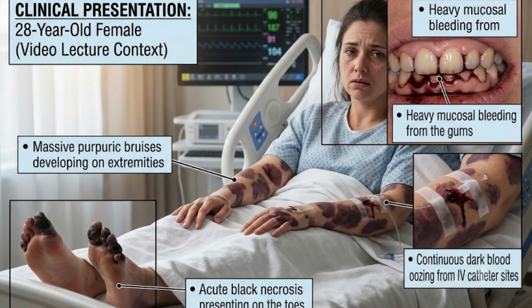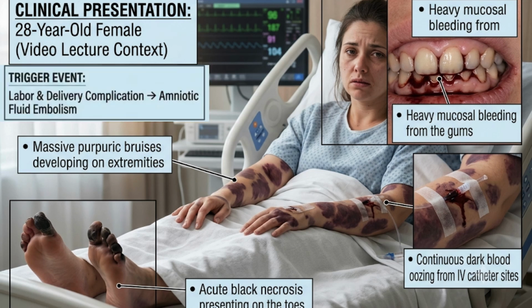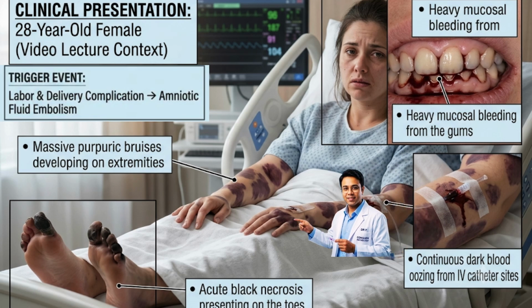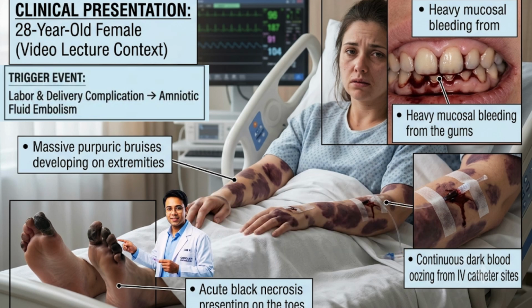We are starting directly with an ICU admission. Our patient is a 28-year-old female. The trigger event was a severe labor and delivery complication that resulted in an amniotic fluid embolism. Look at her clinical presentation. It is terrifying. She has heavy mucosal bleeding coming from her gums. There is continuous dark blood oozing from her IV catheter sites. Massive purpuric bruises are rapidly developing on her extremities, and she has acute black necrosis presenting on her toes.